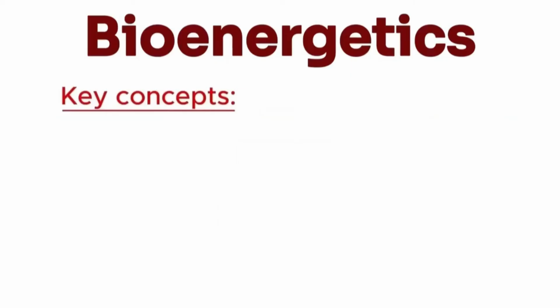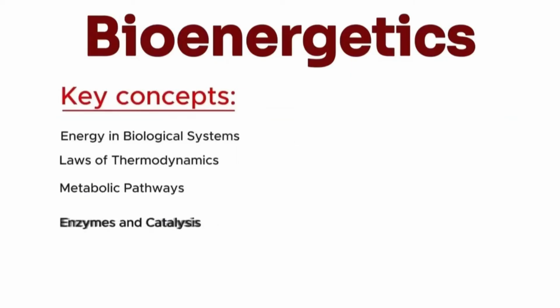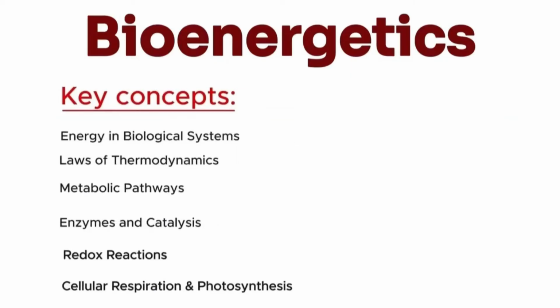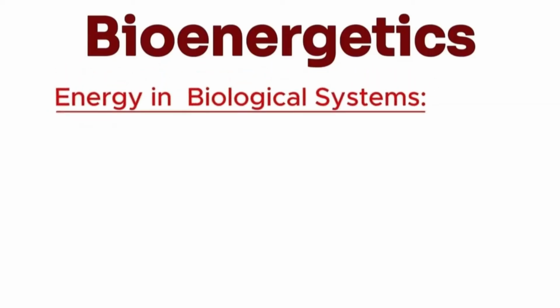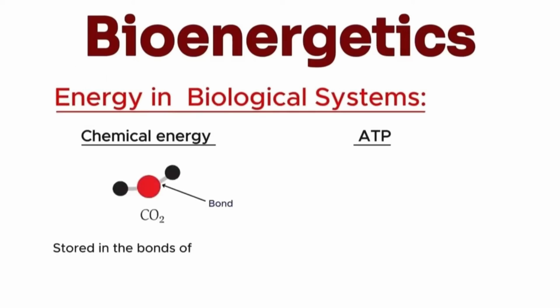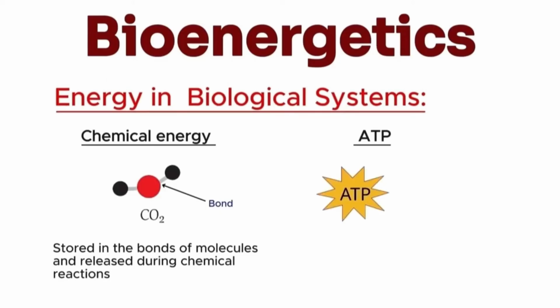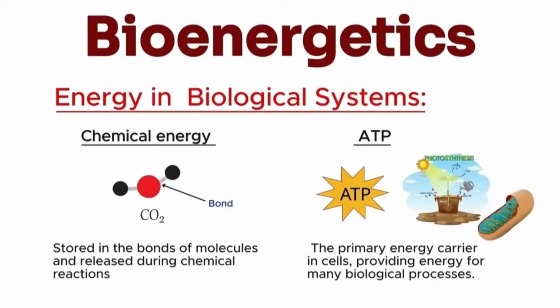These are the key concepts that help us understand how living organisms manage energy to sustain life. Let's get started. Energy in biological systems is present in the form of chemical energy and ATP. Chemical energy is stored in the bonds of molecules and released during chemical reactions. ATP, or adenosine triphosphate, is the primary energy carrier in cells, providing energy for many biological processes.